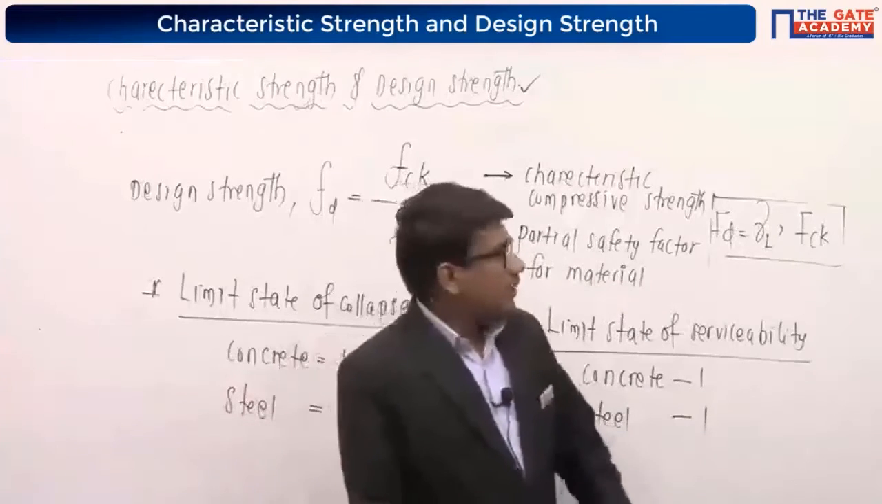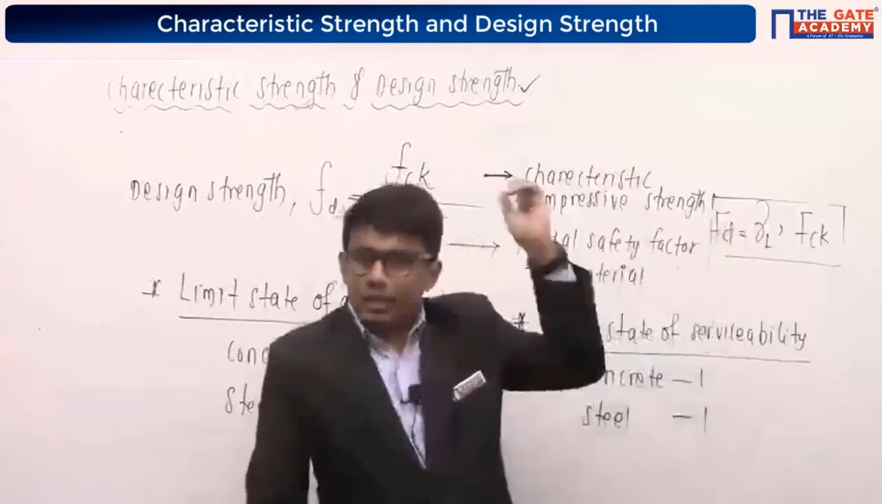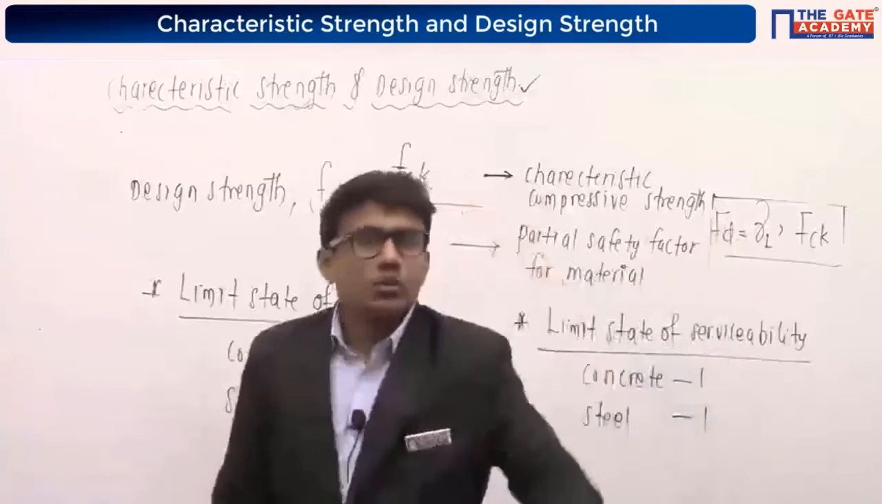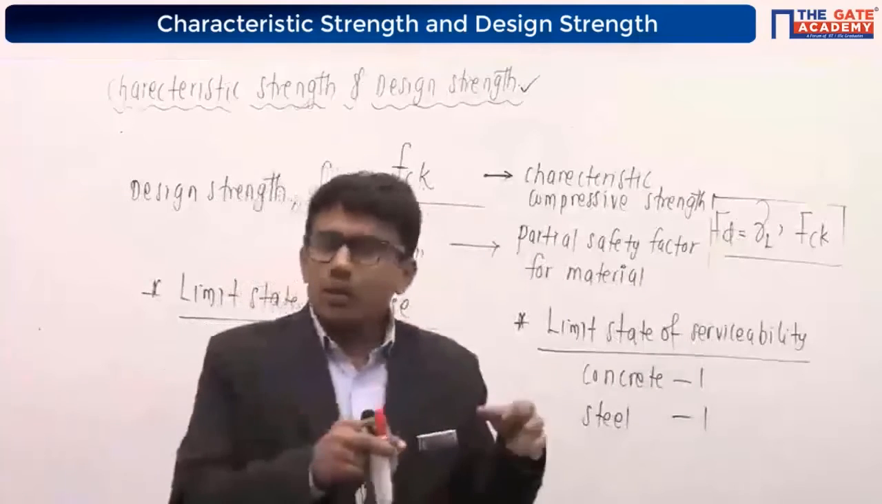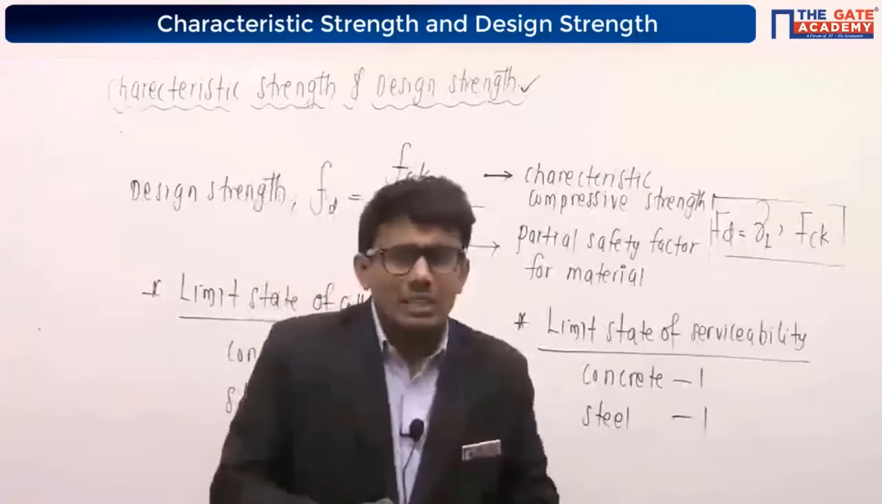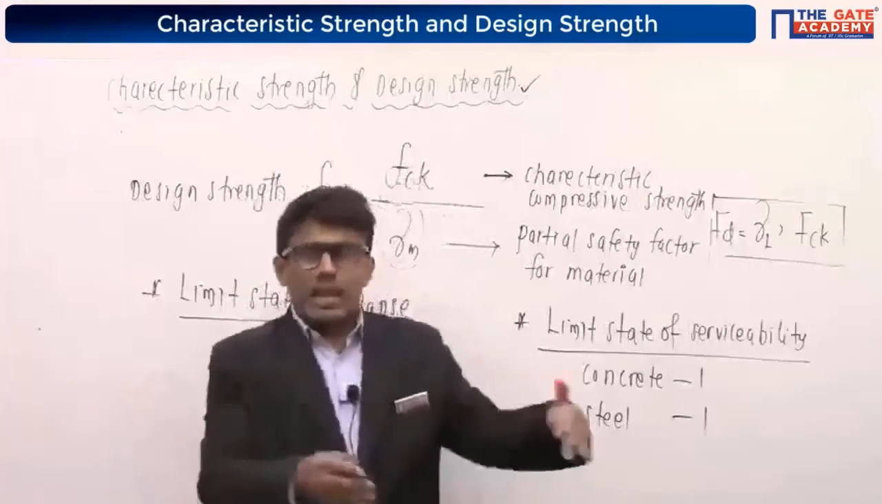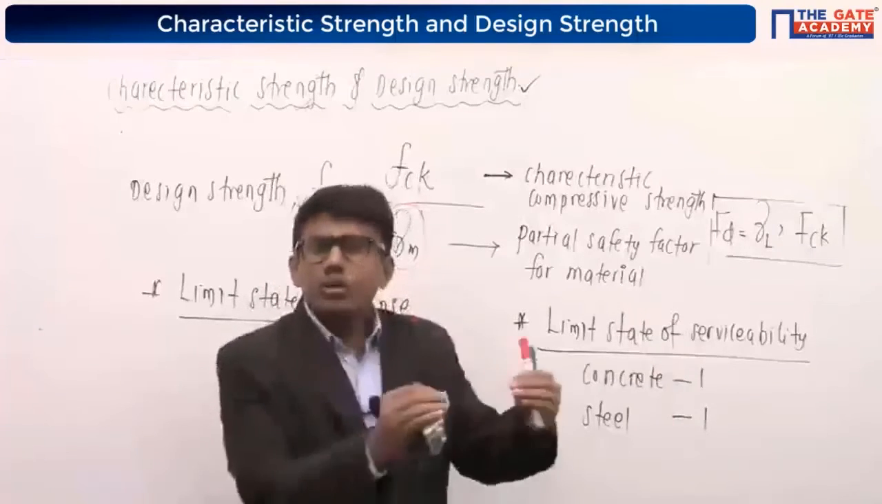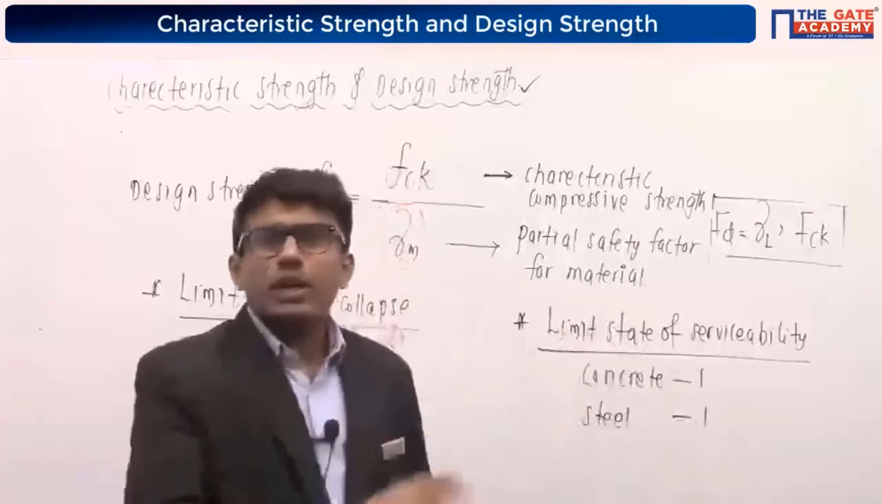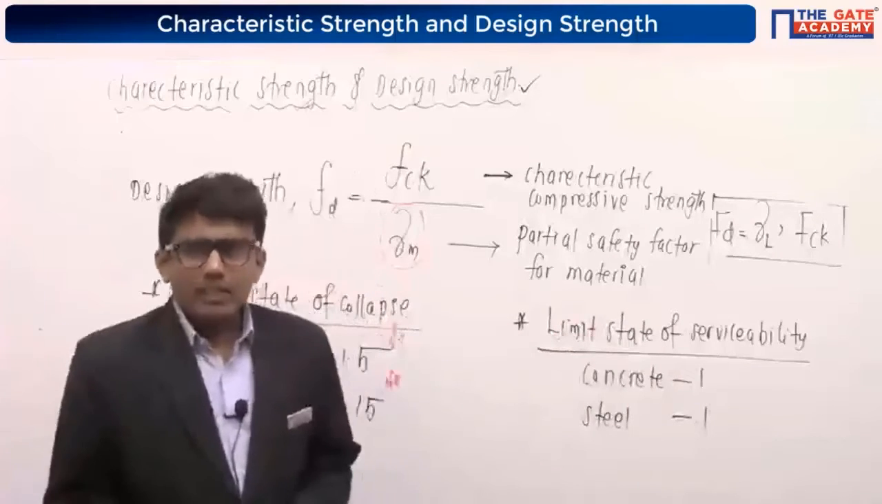You can ask me why we have considered 1.5 for the load factor. Because in the load combination of dead load, live load, wind load, and earthquake load, there is a very small possibility that all the three loads will act together in a structure. That's the reason why we are just reducing it. I discussed this in the previous lecture also.